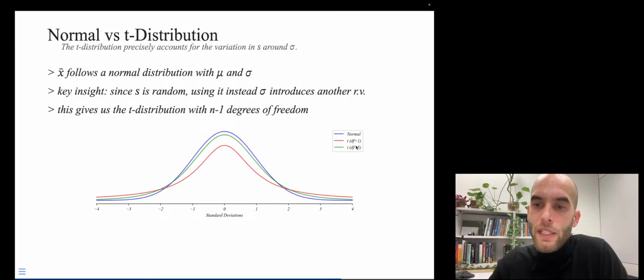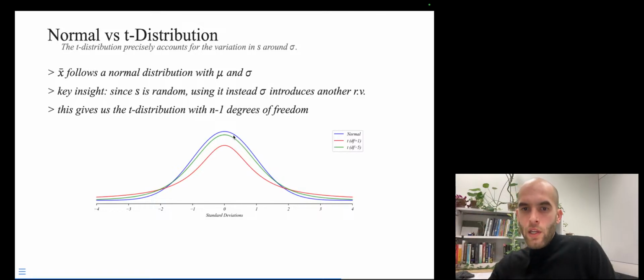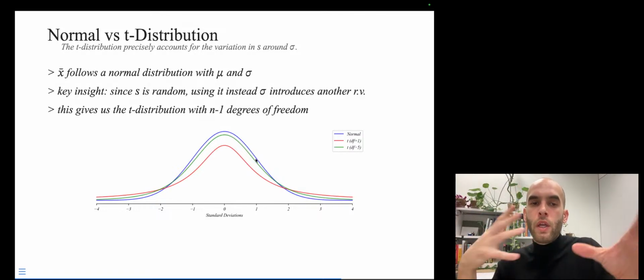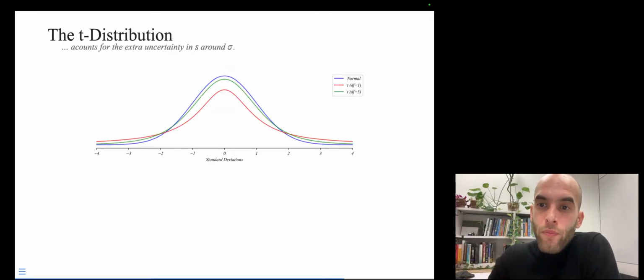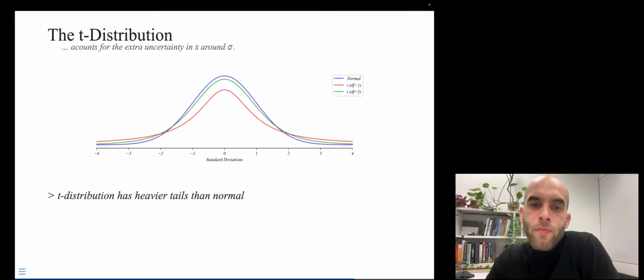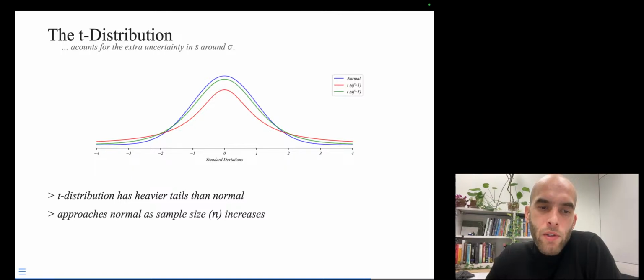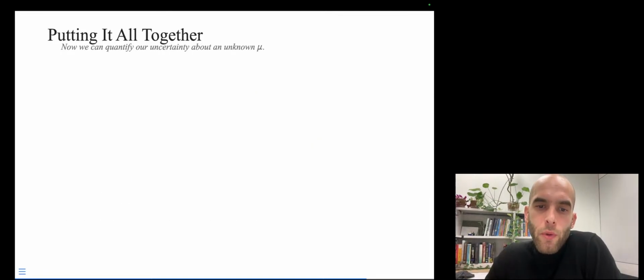But as we increase the sample size, we go from 2 to 6. We go from this red line to this green line, and we get closer and closer to a normal distribution. So introducing S in for sigma, all it does is introduce more uncertainty, more weight on the extreme values. So heavier tails, and the t-distribution gets closer to normal as our sample size goes up, which is amazing.